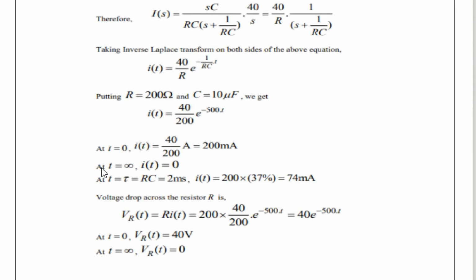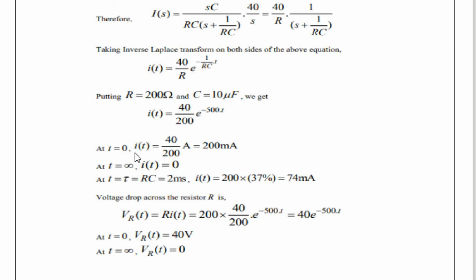Let us take three conditions for the I of t value. At t equal to 0, this becomes e power 0, so 40 by 200, which is 200 milliamperes. Next, at t equal to infinity, I of t becomes 0. At t equal to tau, that is RC, multiplying 200 ohms with 10 microfarads, you get 2 milliseconds, and then I of t becomes 200 into 37%, which is about 74 milliamperes.